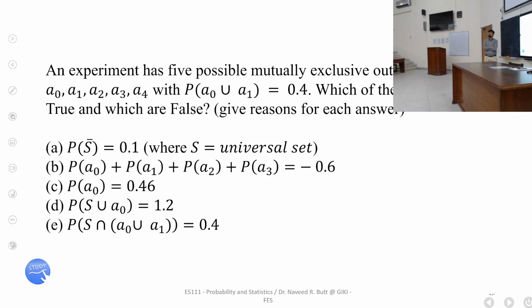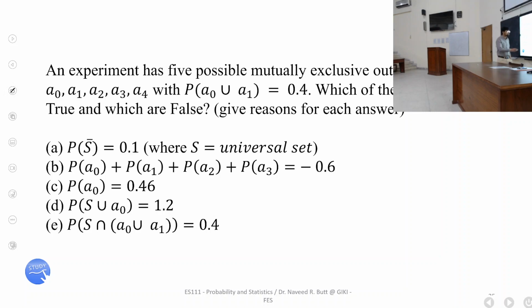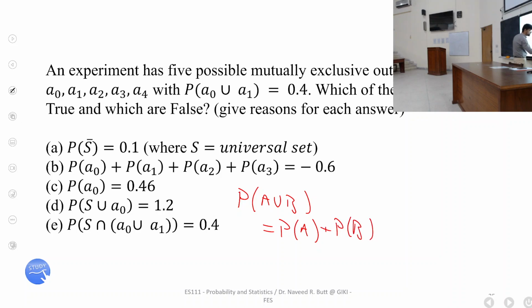यूनियन की प्रोबेबिलिटी दी गई है। A1 की प्रोबेबिलिटी 0 से तो ज़्यादा ही होगी, 0.4 से ज़्यादा है। So we know probability A union B is probability A plus probability B minus probability A intersection B. Now in this case they are mutually exclusive, so this term disappears.